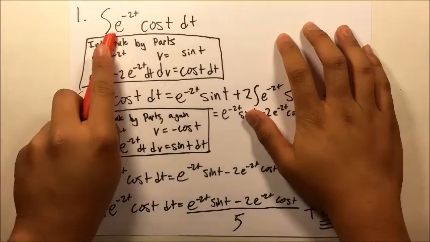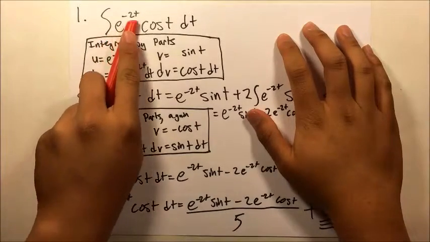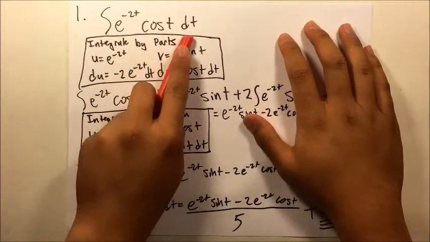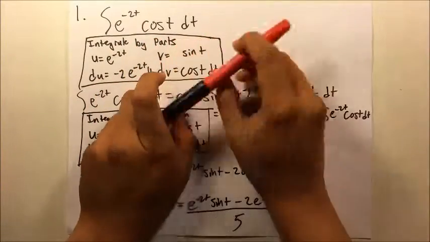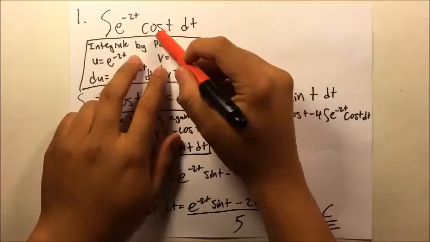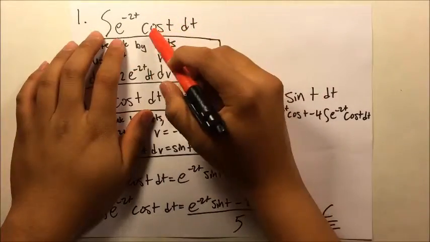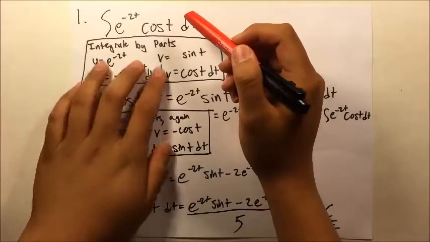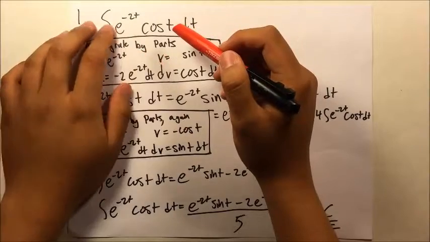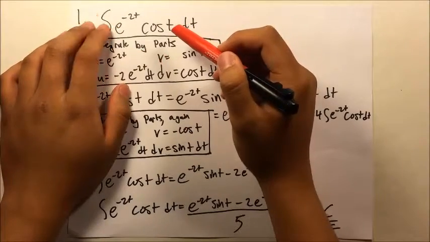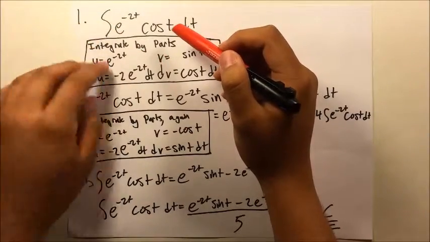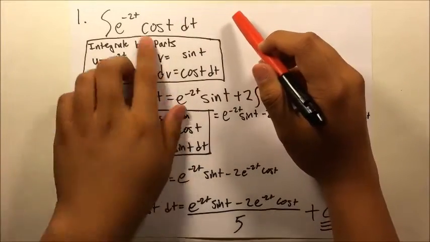So this is our first example problem: integral of e to the negative 2t cosine t dt. Since this is a repeating function, something that cycles through, cosine t times another thing, we will use integration by parts. Even though this does not go away neatly after we take the derivative a few times, we're still going to use it as a u, and dv has to be cosine of t.